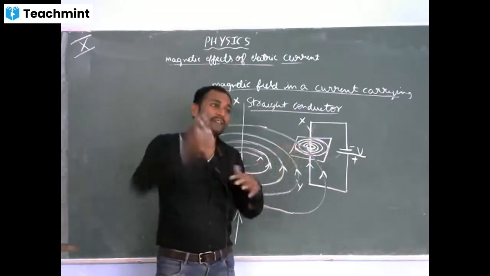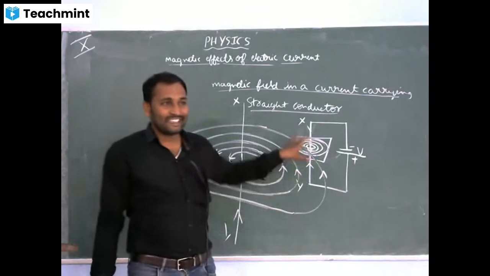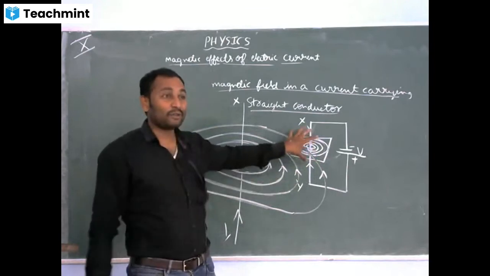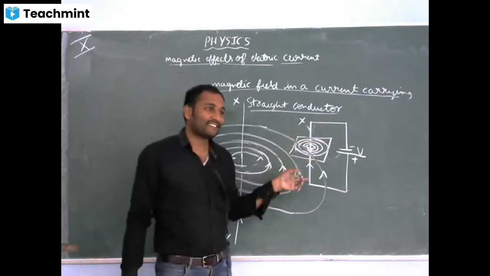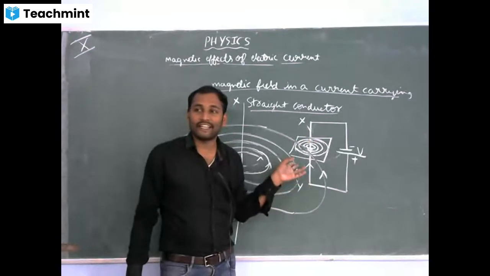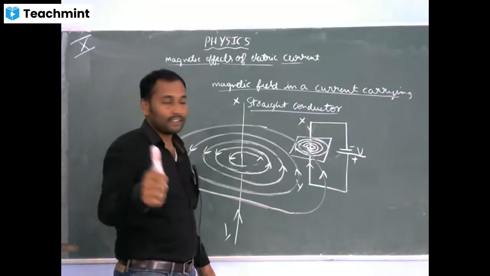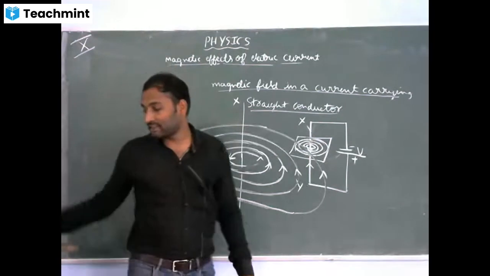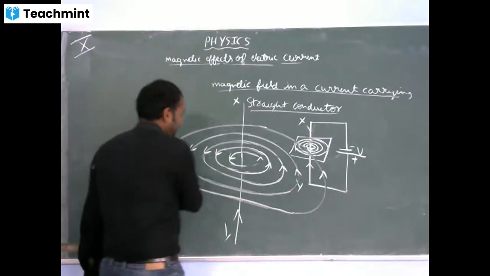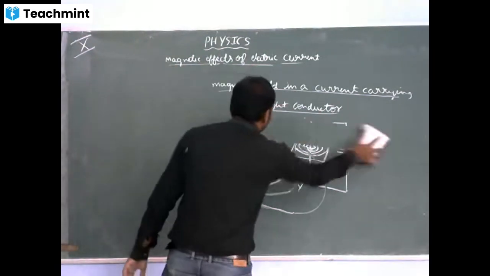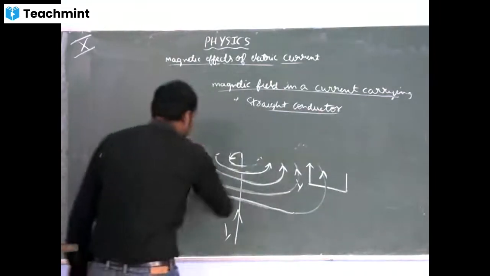After that, Maxwell gave one law to easily determine the direction of magnetic field lines in the case of a straight conductor. That is the right hand thumb rule. Thumb indicates the direction of electric current. Wrapping of fingers gives the direction of magnetic field lines. Clear?